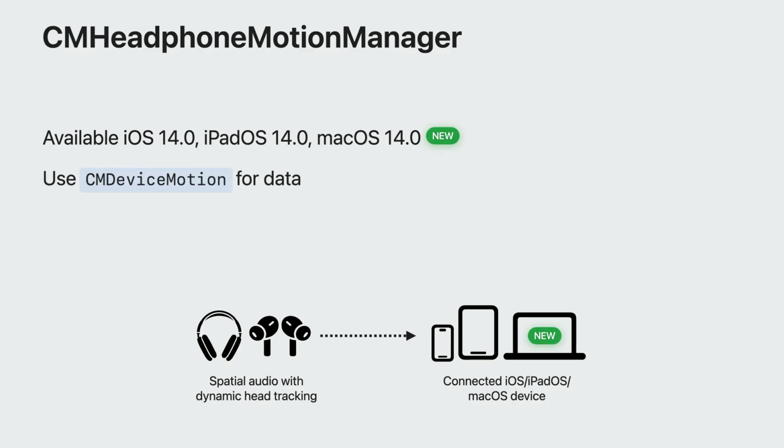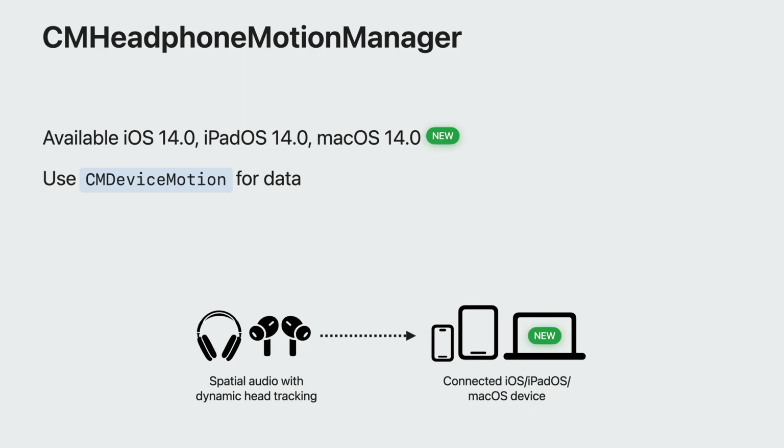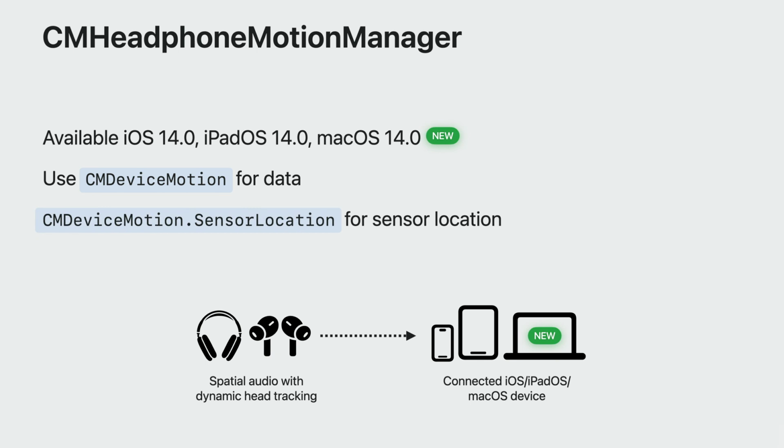Inspect CMDeviceMotion for attitude, user acceleration, and rotation rate data during streaming from supported devices, just like you would on iPhone and Apple Watch. Note additional information specific to CMHeadphoneMotionManager, like sensor location, that help disambiguate where the source of the data is, whether it's from the left or right bud.